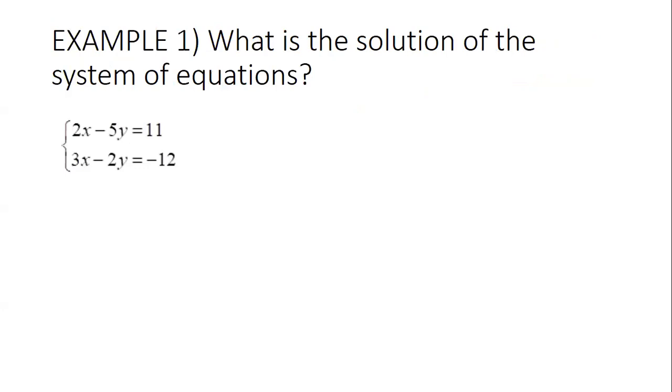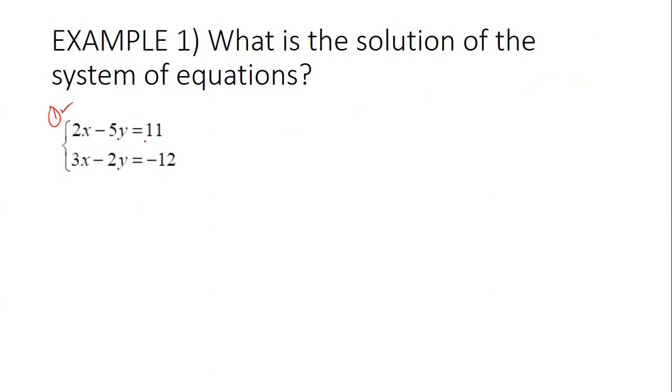All right, example 1, what is the solution of the system of equations? So here we have 2x minus 5y equals 11, and then we have 3x minus 2y equals negative 12. Okay, so we're going to solve it by elimination. Step 1 is to make sure you're in standard form. Are they both in standard form? Yes. And you're going to decide which variable you want to eliminate.